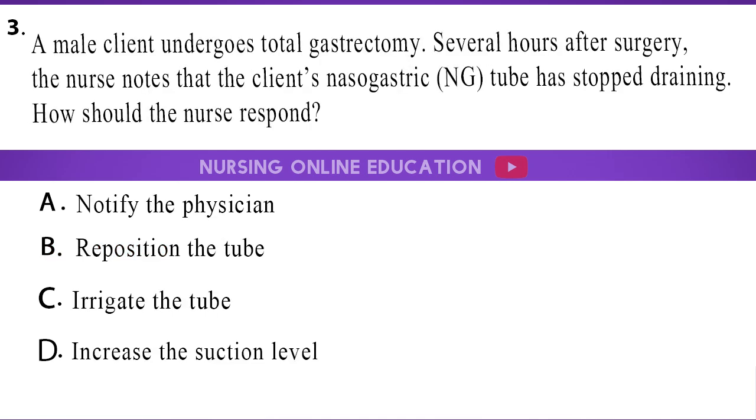3. A male client undergoes total gastrectomy. Several hours after surgery, the nurse notes that the client's nasogastric (NG) tube has stopped draining. How should the nurse respond? A. Notify the physician. B. Reposition the tube. C. Irrigate the tube. D. Increase the suction level. The answer is option A, notify the physician.